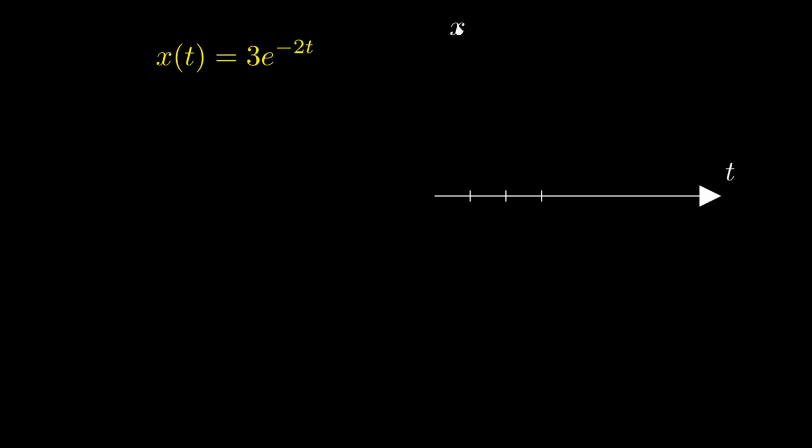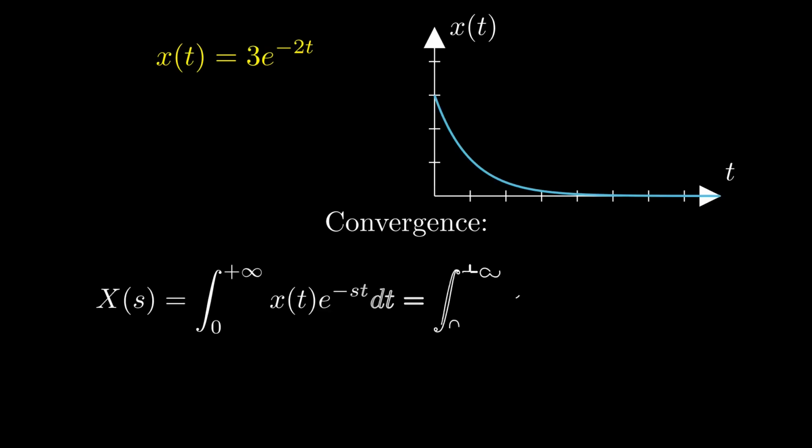As with other kinds of integrals, the integral for the Laplace transform can converge or diverge. As an example, consider a decaying exponential. The region of convergence, or ROC, is the region where the integral will converge to a certain value. This is best explained by an opposite example.